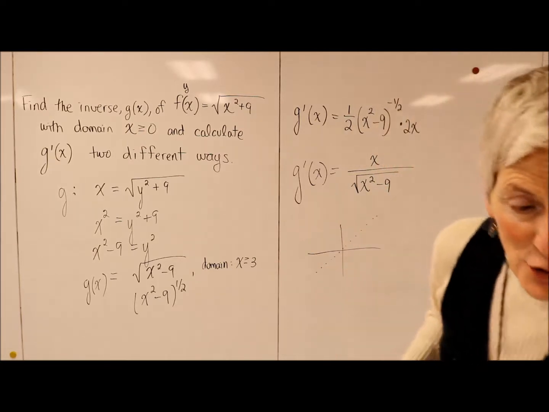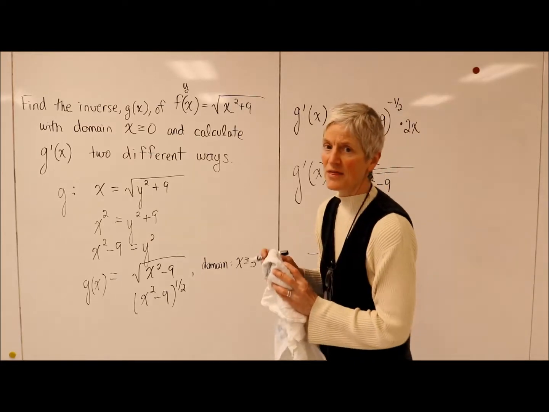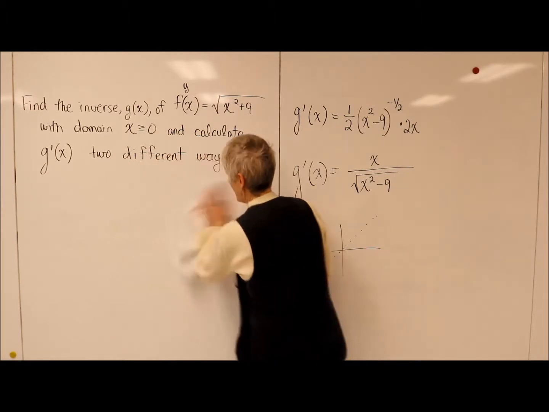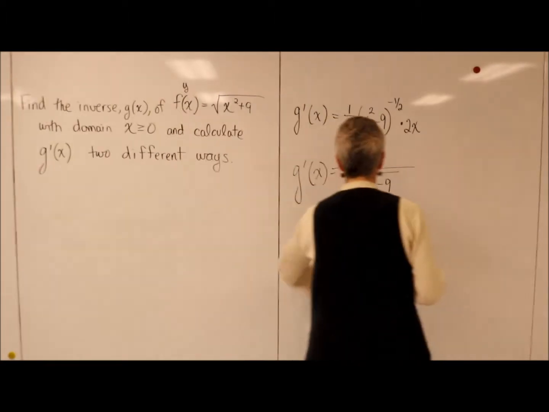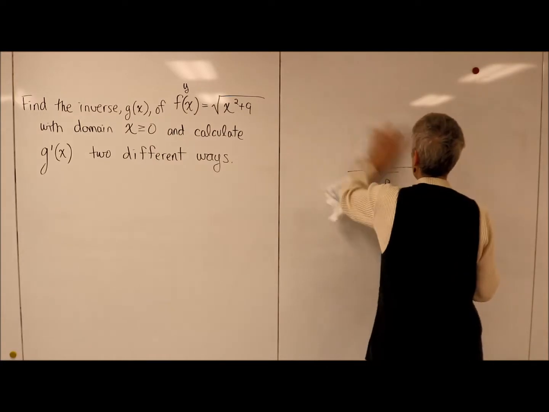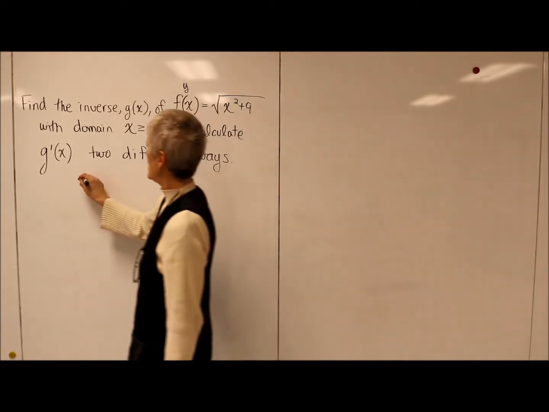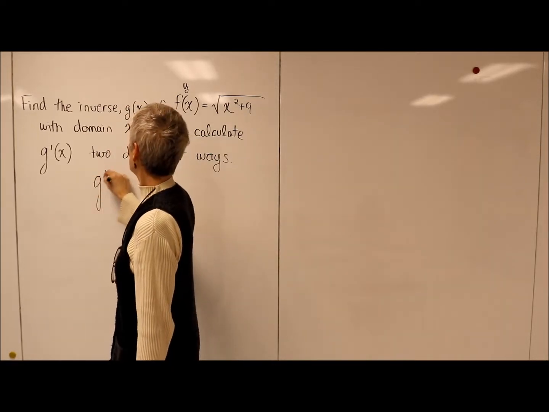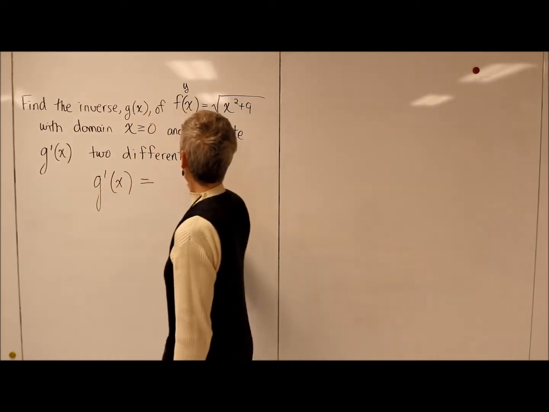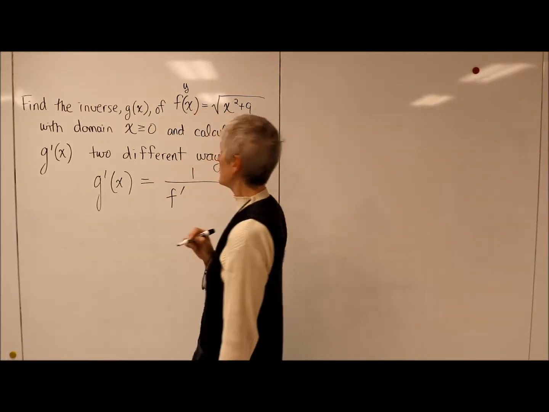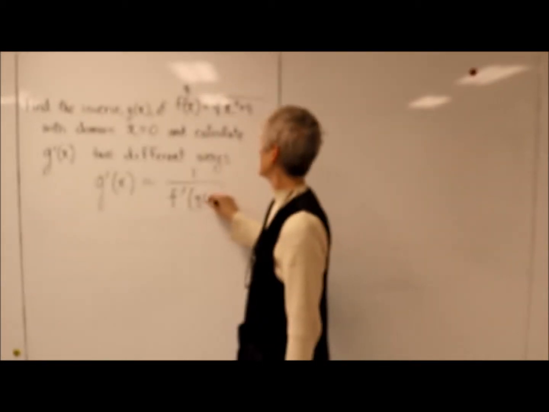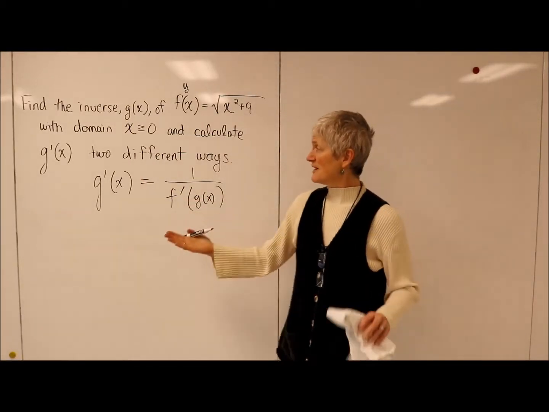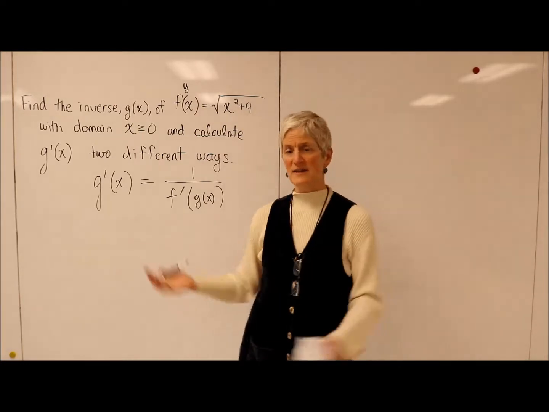But let's try it using the cool theorem that gives us the relationship between a function and the derivative of its inverse. Shall we do that? So recall that if f and g are inverses, then the derivative of g is 1 over f prime of g of x. Of course, the f's and the g's are interchangeable here, right? If g is the inverse of f, f is the inverse of g, etc. Okay?